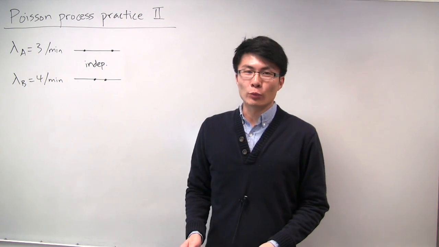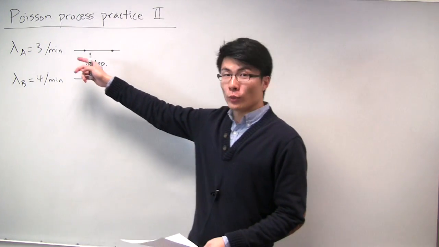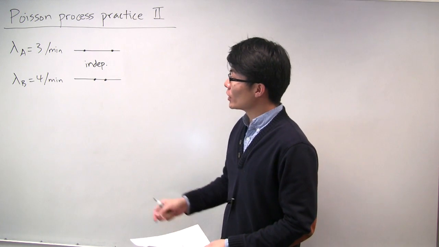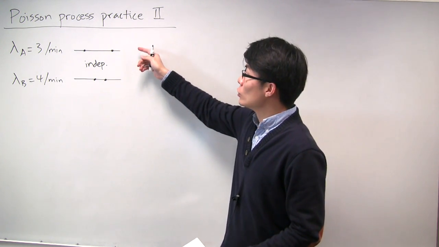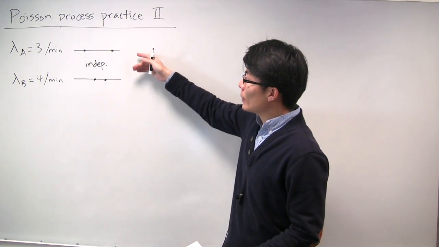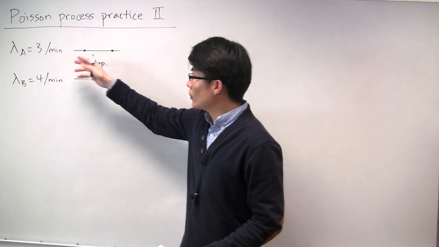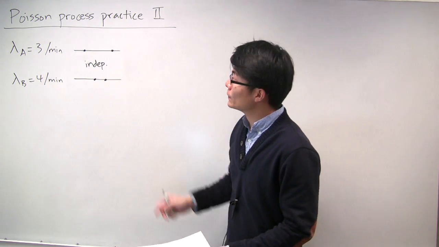Hi, in this problem we're going to get more practice working with Poisson processes. And in particular we're going to look at how to merge two Poisson processes and then think about where each arrival in the merge process came from.